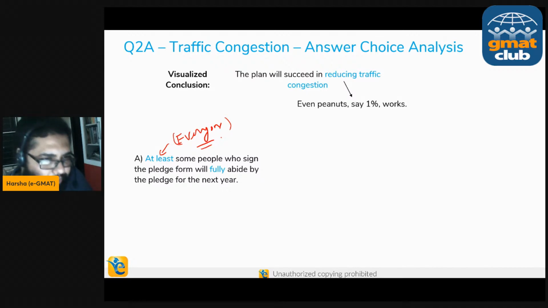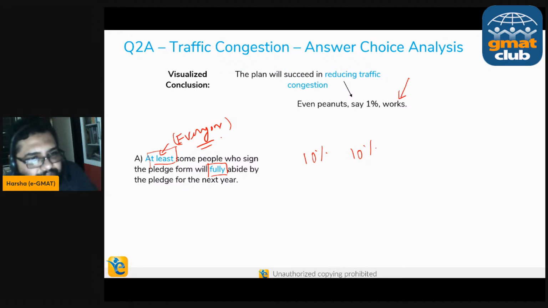Think about it. Remember the conclusion, you just want to reduce traffic congestion. It's okay if traffic congestion reduces even by a tiny amount. So do you really need everyone who signs the pledge to abide by the pledge? The answer should be no. For those of you who are wondering why even at least some is wrong, at least some is great, but do you need people to fully abide by the pledge? What if 10% of the people who sign the pledge abide by the pledge only 10% of the time?